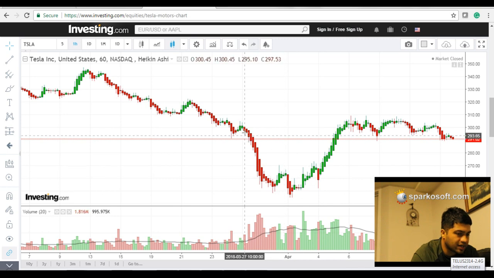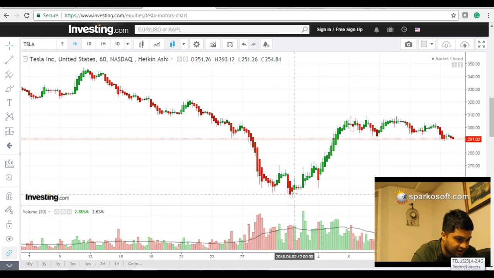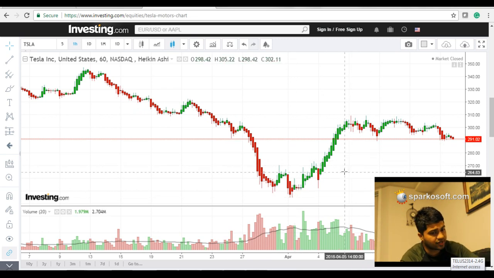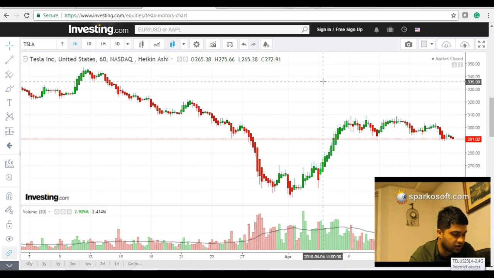Okay, so how to identify supports? Look for valleys, identify the lowest candle. From the base of this candle to the needle of that candle, that is your support zone. If the stock reaches that support zone, it may bounce up.